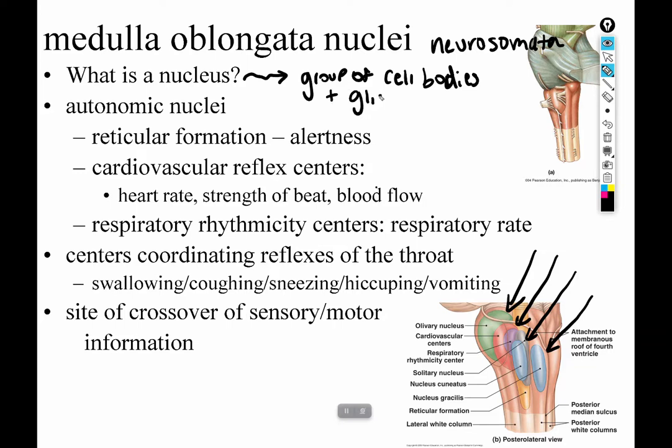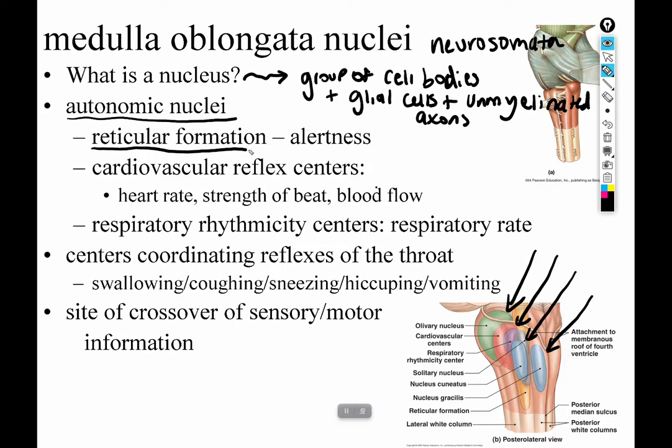And glial cells and unmyelinated axons. So when you see a nucleus surrounded by white matter in any of these structures, just think of it as a processing center. So this is where neural pools and networks talk to each other to compute some response. So autonomic nuclei, meaning these are part of your non-voluntary functions. So I mentioned the reticular formation last time.